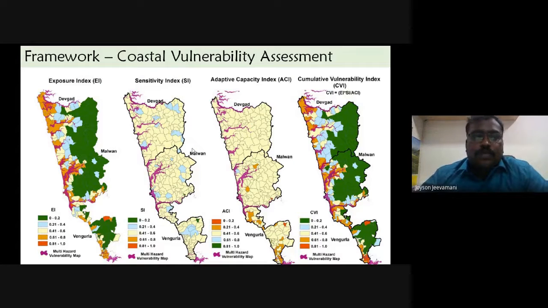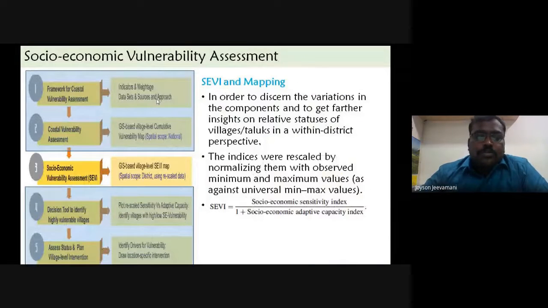So now we have given all the four indices. The third one we are closing now. The third one is socio-economic vulnerability. Here we only took the social and economic sensitivity and adaptive parameters, so that only from a socio-economic point of view the vulnerability can be done.